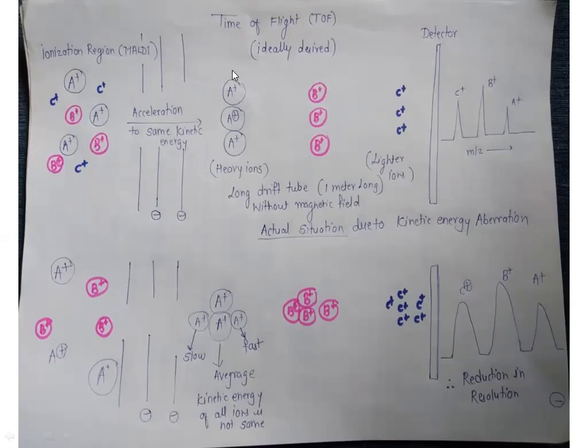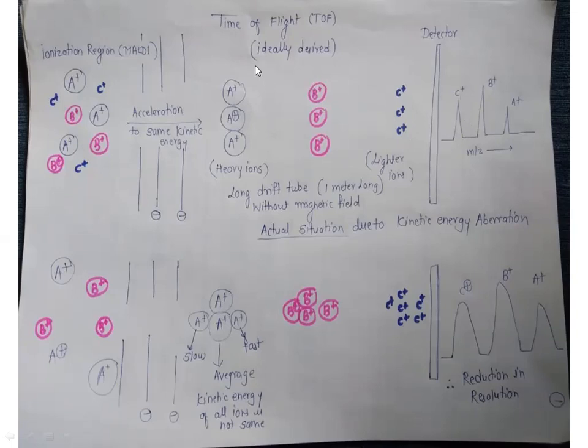So here we can see that all the ions in a packet of A have the same kinetic energy. Even all ions in the packet of B have the same kinetic energy. Same is the case along with C. So these ions reach to the detector at the same time, and we will get the intensity of the peak directly proportional to the ions present in that particular packet. If there are more number of ions present in packet C, it's going to give us a tall peak.